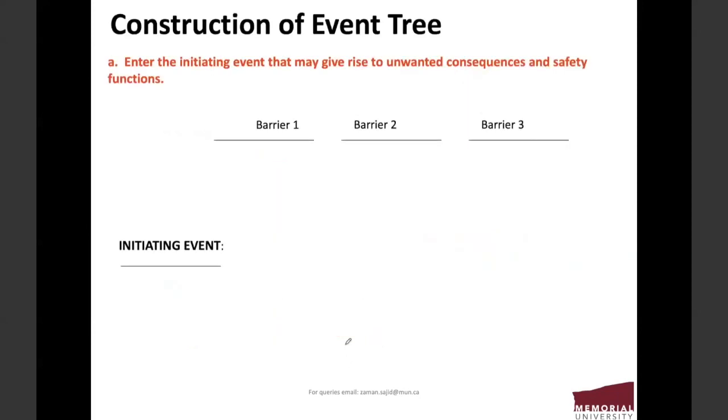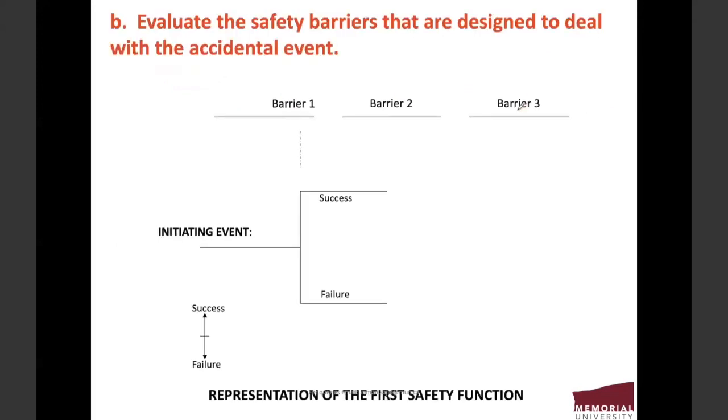How do we construct an event tree? So we take our initiating events and we identify our barriers, barrier 1, barrier 2, barrier 3, barrier 4, whatever the barriers are in a given problem. So enter the initiating event that may give rise to unwanted consequences and safety functions. What are the safety functions? These are your safety functions, barriers. In the next step, we identify whether it is a success of the barrier or a failure of the barrier. By convention, just keep in mind, by convention, the success is taken at the top on an event tree and the failure is taken to the bottom.